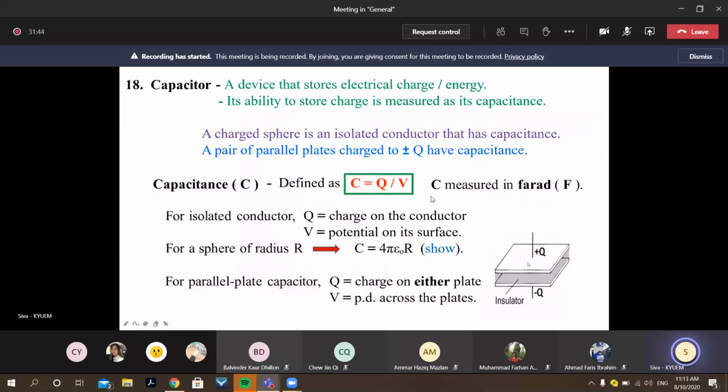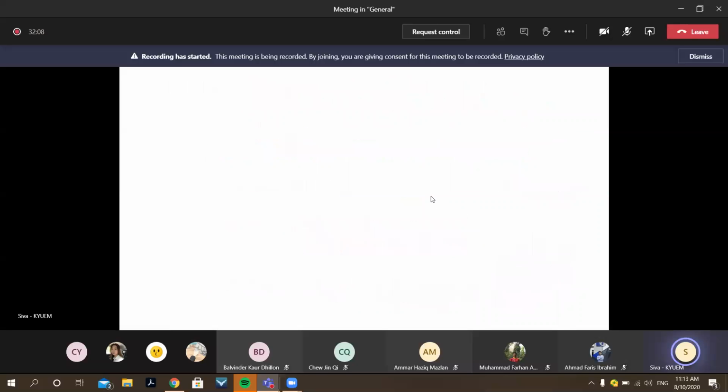And label the plates as positive and negative plates. The Q is actually the charge on either plate, not the total charge. Whenever we say that, it's the Q on either plate only. Because if there are 4 plus, there must be 4 minus. And the V is the potential difference across the plates. Okay, can I move on?